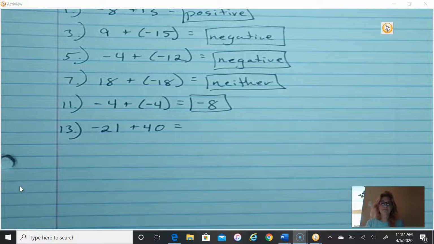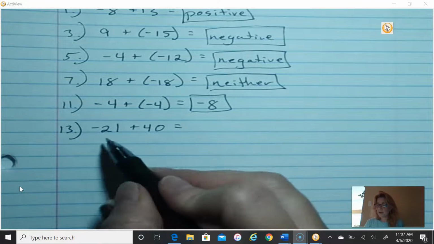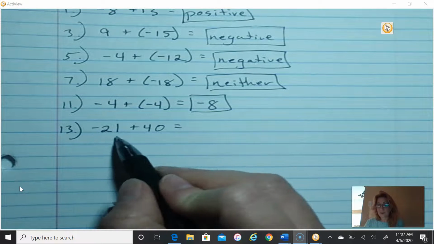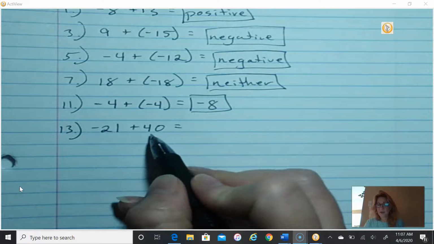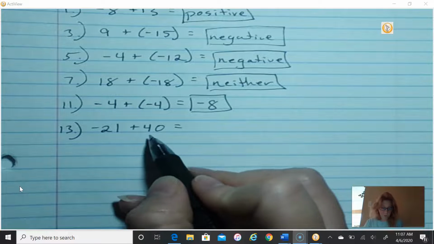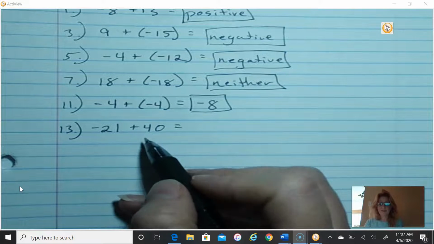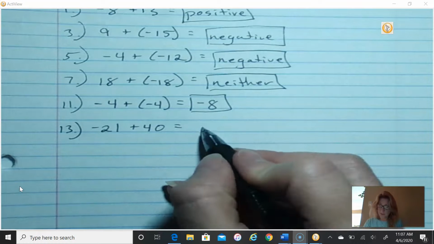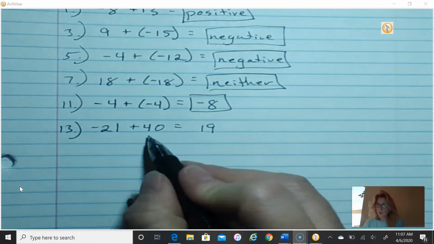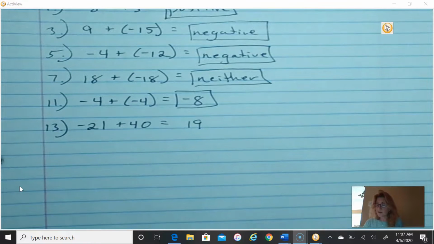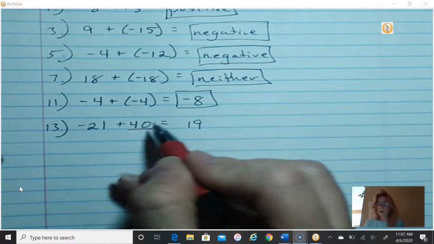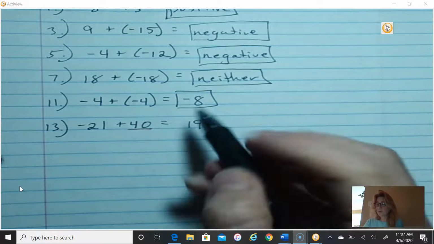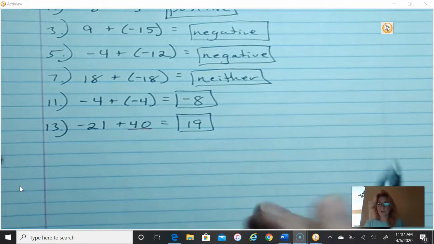Pause. Okay, the signs are different. That's a negative, that's a positive. If the signs are different, we subtract and keep the sign of the largest digit. So 40 minus 21 is 19. 40 is my largest digit. It's positive, so therefore the answer is positive.